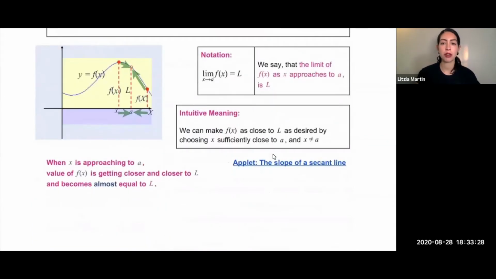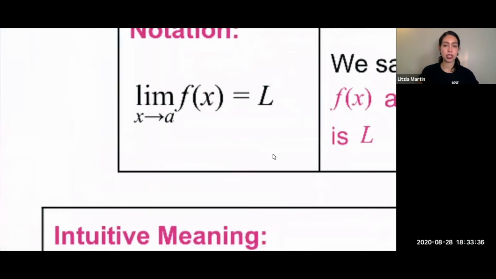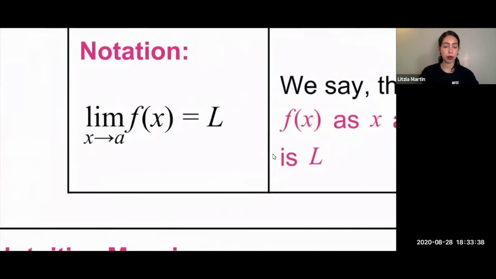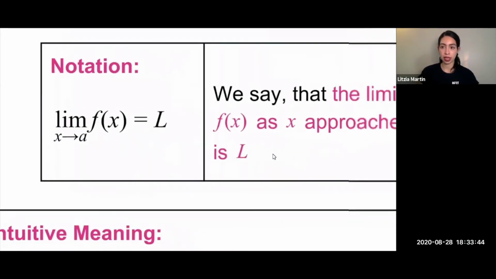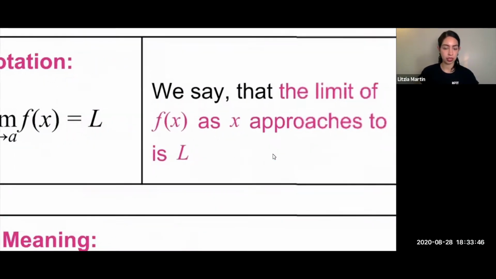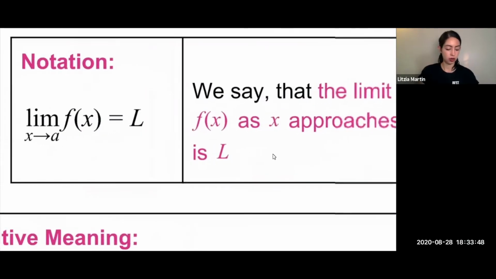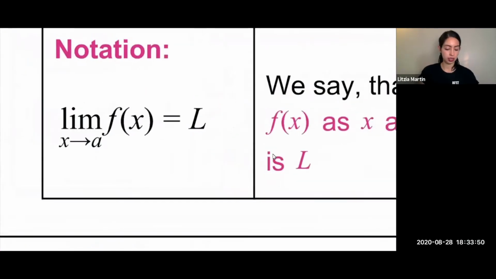And now we're going to talk about what is the limit and how does this notation work. So we have the notation, the limit as x approaches a of f of x is equal to L. And we say it just the way that I said it right now. So we read: limit as x approaching a of f of x equal to L.